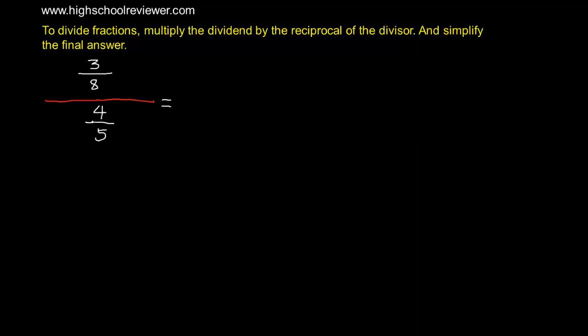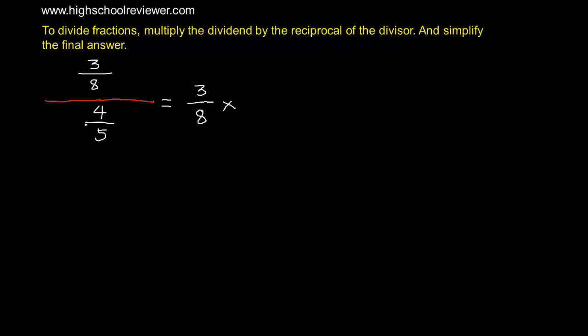In dividing fractions, always look for the longest vinculum so that you will know which is the numerator and which is the denominator. Basing from the steps in dividing fractions, we are going to multiply the dividend. The first fraction is our dividend, so this stays as is, 3 over 8, and we multiply it by the reciprocal of the divisor.